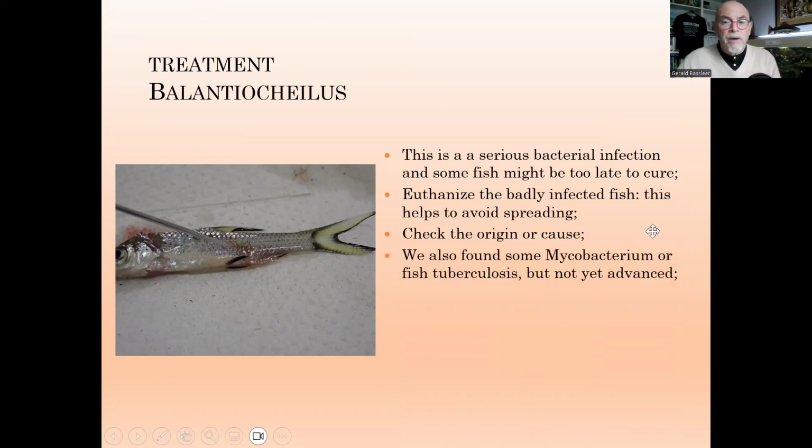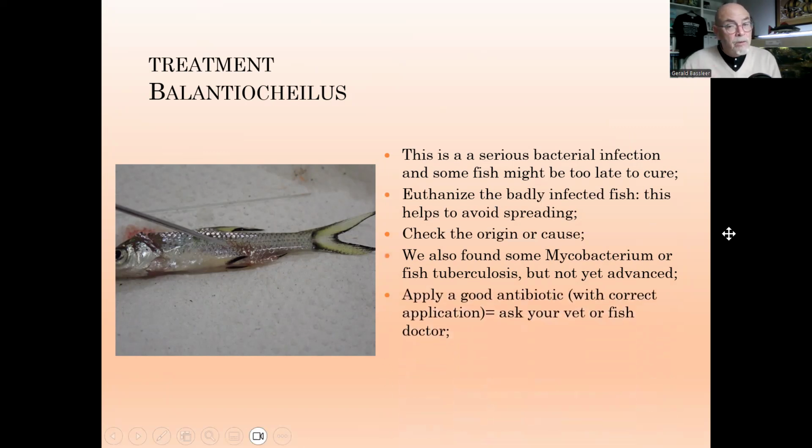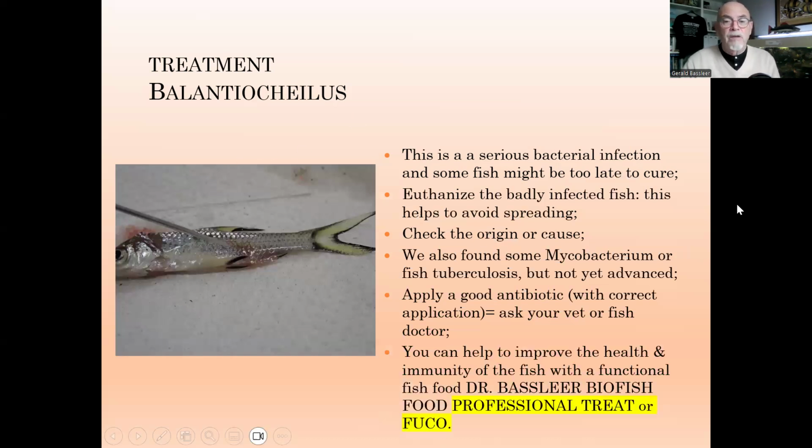We also found some mycobacterium or fish tuberculosis in the tubercles, but not yet very advanced. So a treatment might be still possible with an antibiotic on the condition that you do a proper or correct application of the medication. Ask your vet or ask your fish doctor how to use and what to use. Also, my books explain you all about that. You can also help to improve the health and immunity of your fish with a functional fish food. We would recommend Dr. Bassleer, a biofish food professional treat, or FICO.